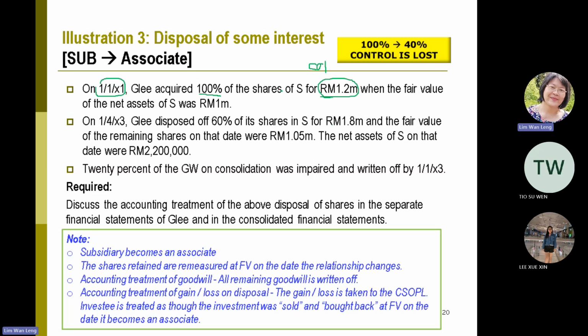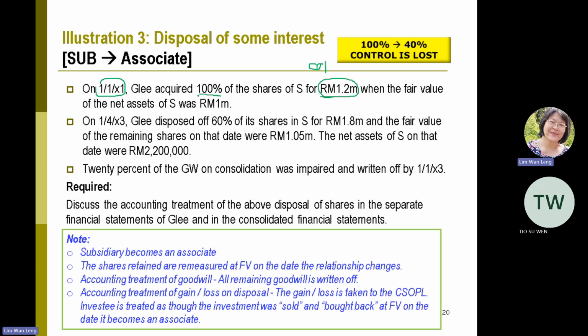Cost of investment 1.2 million when the fair value was 1 million. So this is a very simple illustration, whereby from the first line, you can straight away calculate how much your goodwill is. Cost of investment, 1.2. Don't have NCI because this is a 100% wholly owned subsidiary. Fair value of the net assets at the date of acquisition, 1 million. So goodwill is 200,000.